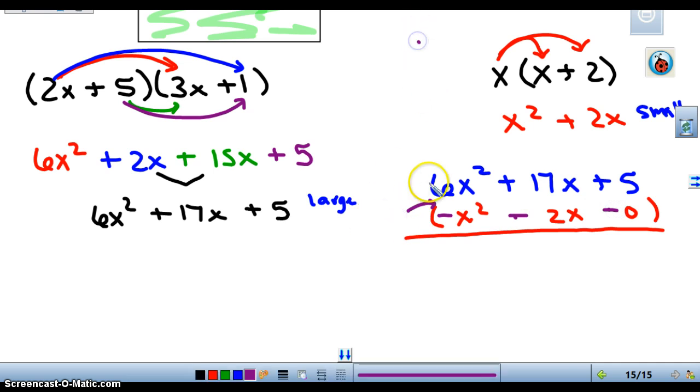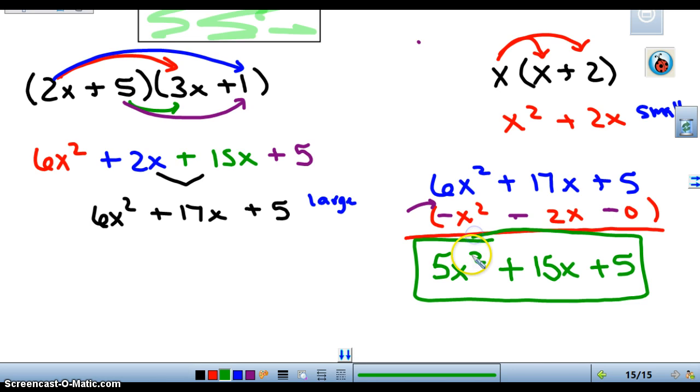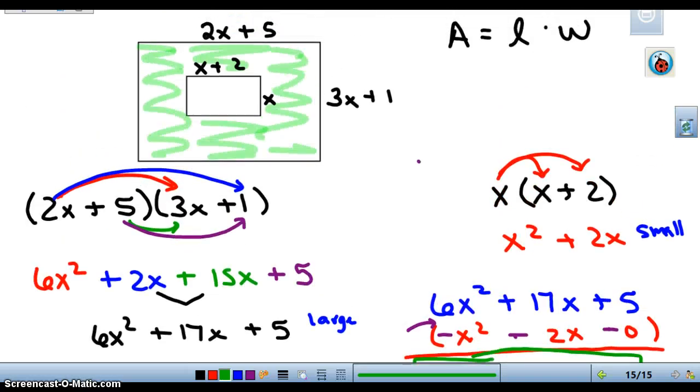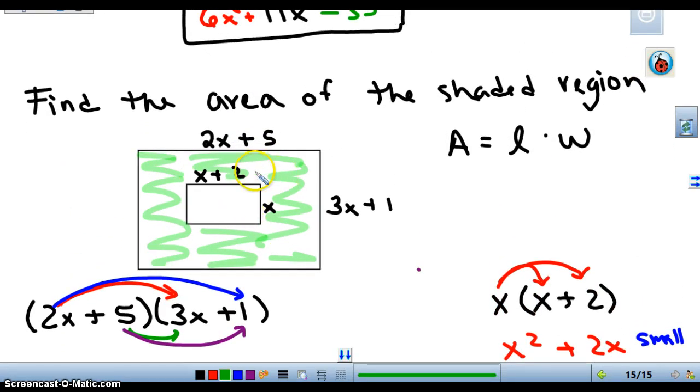The 0, it doesn't matter, right? It doesn't make a difference if it's plus or minus. So if I start subtracting, 6x squared minus x squared is 5x squared. 17x minus 2x is 15x. And 5 minus 0 is 5. This would be plus 15x. So that means that 5x squared plus 15x plus 5 is the area of this shaded region right here.